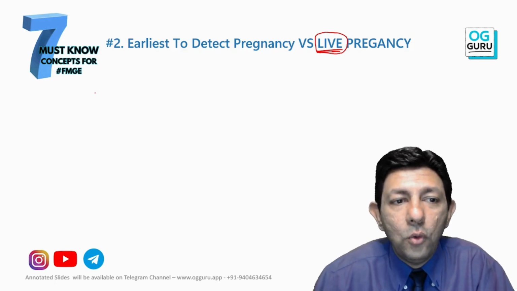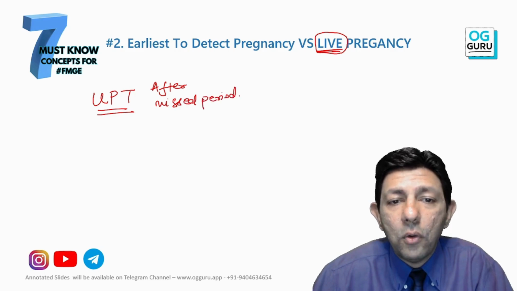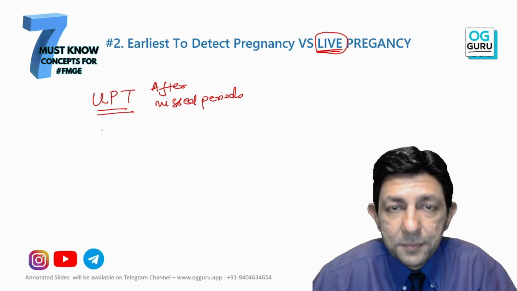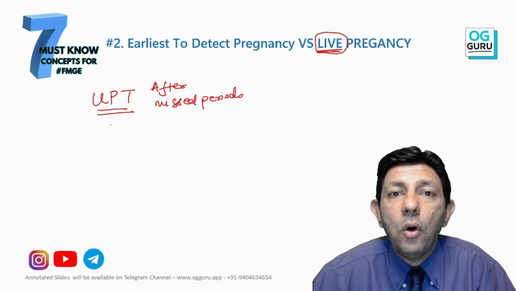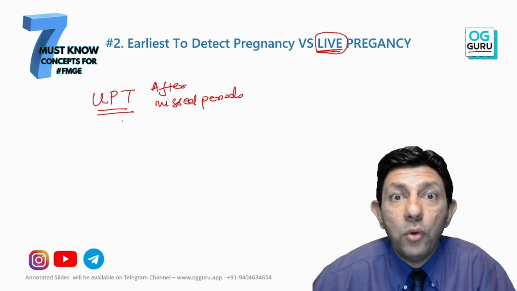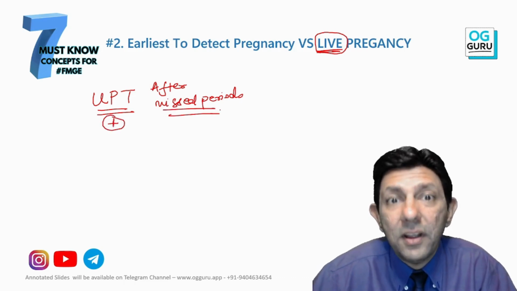When you do that urine test, the urine pregnancy test becomes positive generally after missed periods, after 1 or 2 or 3 days. Now the newer tests are becoming more and more accurate. They are becoming positive just 1 day after the missed period, or 2 days. Olden kits used to take 3-4 days. So UPT becomes positive, basically remember, after missed periods.